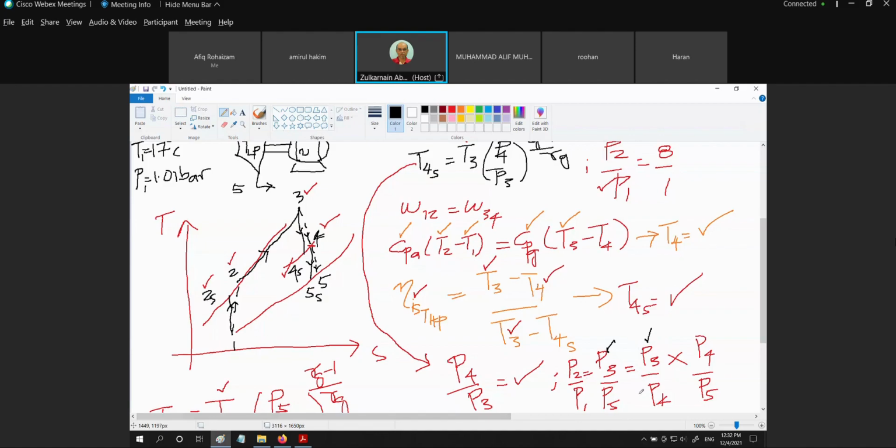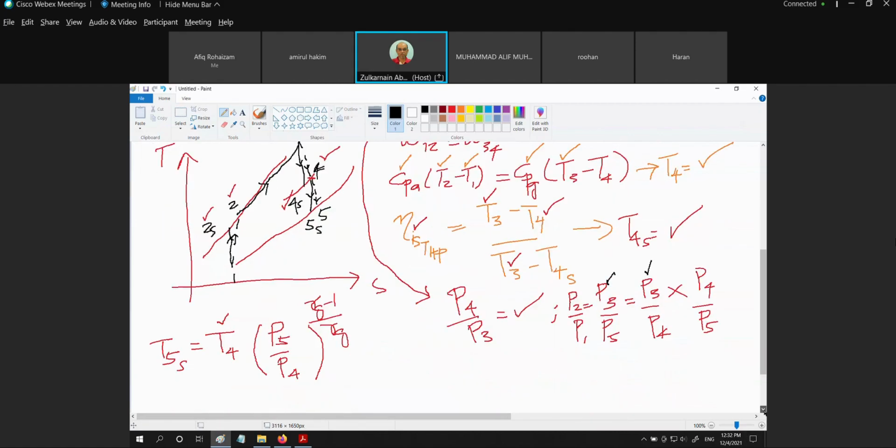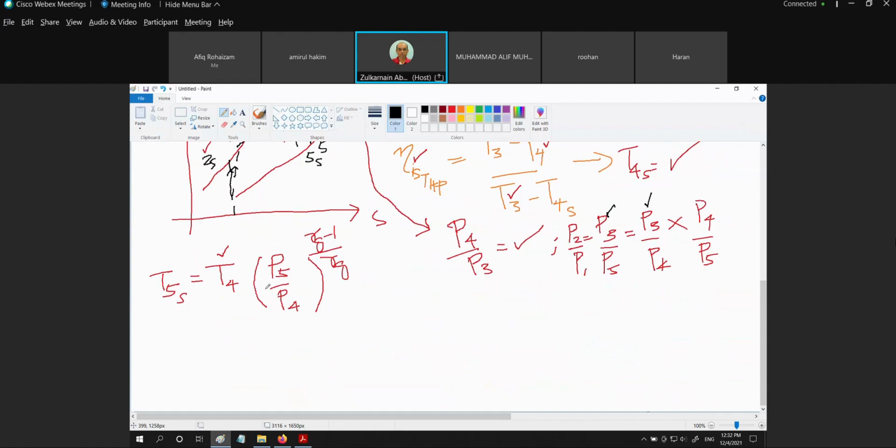In this equation, we need P3 over P4. So here is P4 over P3, and we already got the P4 over P3. So from here, what do we have? We are left with the P4 over P5 that we need in this equation, P5 over P4. Once we solve for the P4 over P5, insert it in this equation, then we get the T5S.